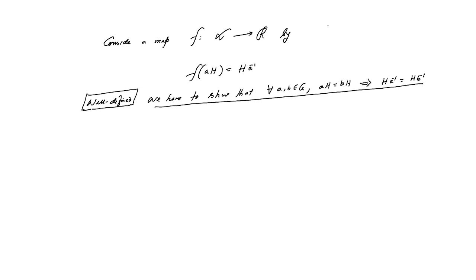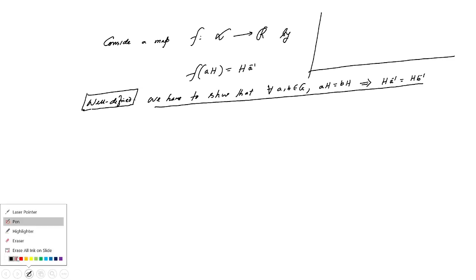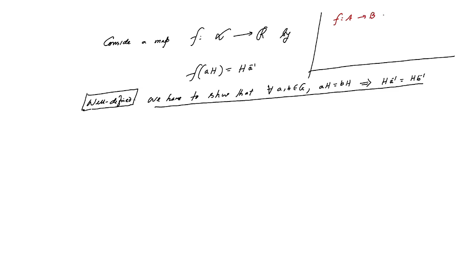Okay. So let us just recall these basic facts. The fact is, f is a function from A to B is well defined if and only if for all x, y belongs to A, x equals y implies f(x) equals f(y). That is the definition of well defined. That we have to show.